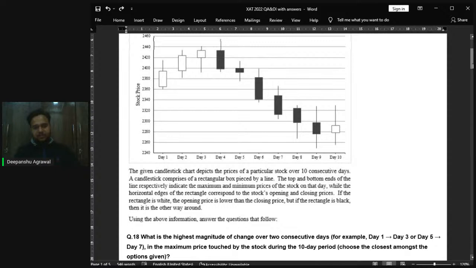Correct. So we have to find the highest magnitude change in the maximum price touched by the stock in a day. Okay, so let's start with the first one. And we have to measure only the change, not the increment or the decrement, right? So let's compare the first one and the third one.